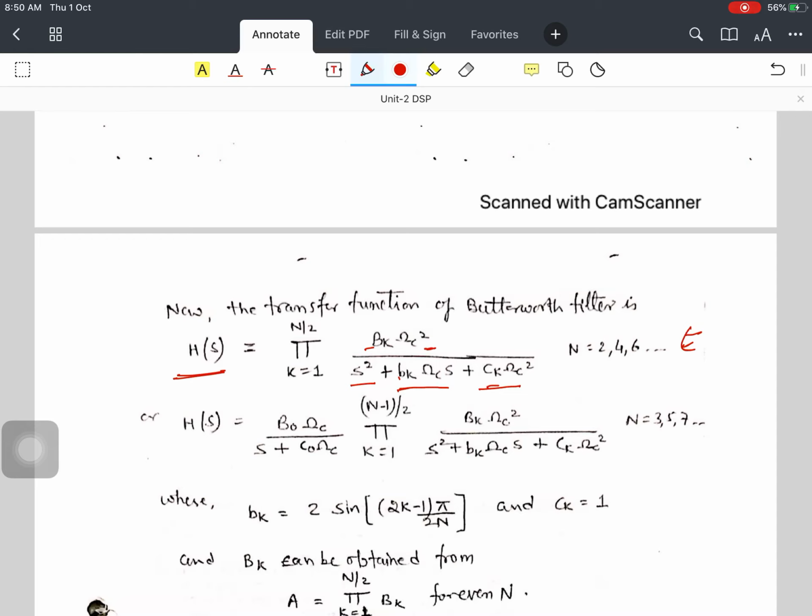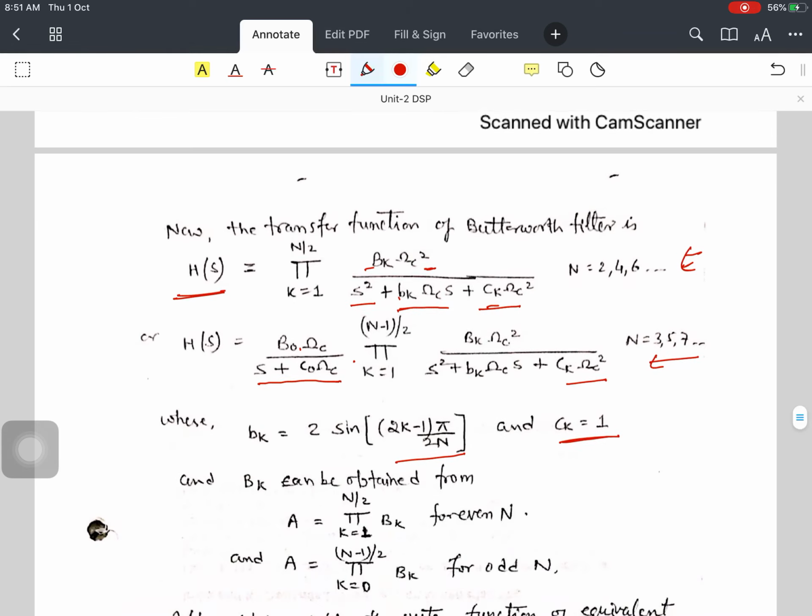Now for when n is odd, Hs equal to b naught ohm c upon s plus c naught ohm c, multiplied with the product of k equal to 1 to n minus 1 by 2 of bk ohm c square upon s square plus bk ohm c s plus ck ohm c square. Now for calculation of these small bk, we can use this formula, bk equal to 2 sin of (2k minus 1) into pi by 2n, where ck equal to 1.